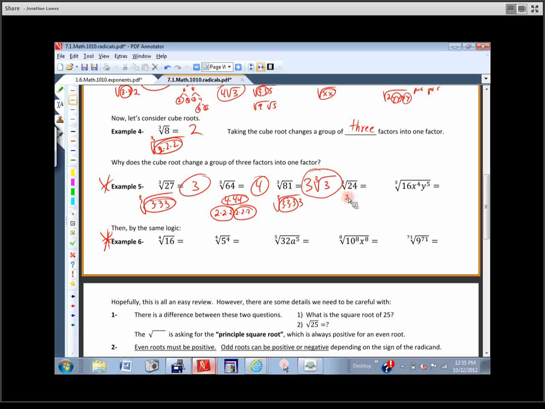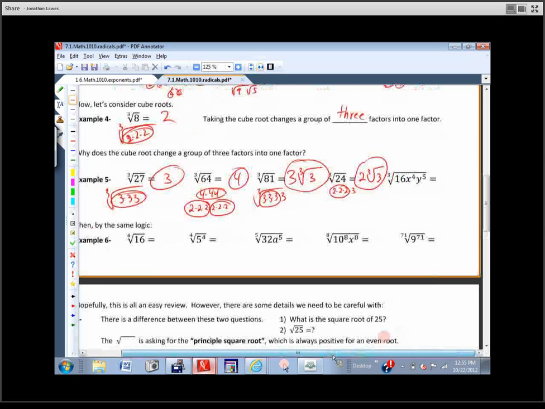24, we did this one just a second ago. 2 times 2 times 2 times 3. Group of 3. So it's going to be 2. Again, don't forget the index. Cube root of 3, not square root of 3. Okay, and then here's where they get a little bit interesting. I like these.